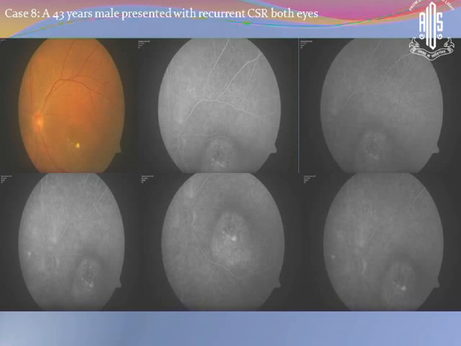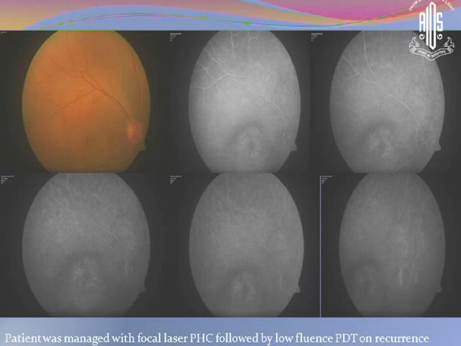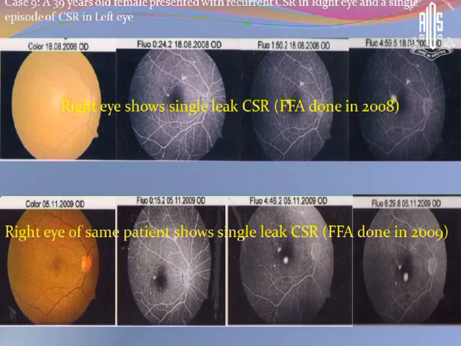This is another patient of mine who had a recurrent CSR in both eyes. In fact, he was treated with low fluence PDT and he maintains a vision of about 6/24. This is a lady who has been coming to us for more than 6 years. She has recurrent CSRs in both eyes.